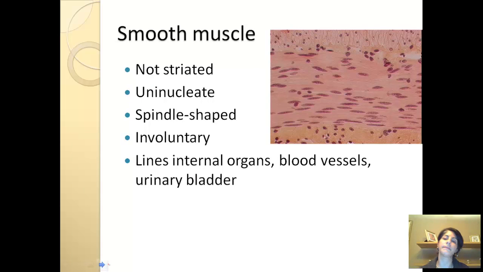Lastly, smooth muscle. Smooth muscle is not striated. It has, again, a single nucleus, uninucleate, and so is cardiac. Spindle-shaped, involuntary, and lines all your digestive system, the organs, blood vessels, and also your urinary bladder.